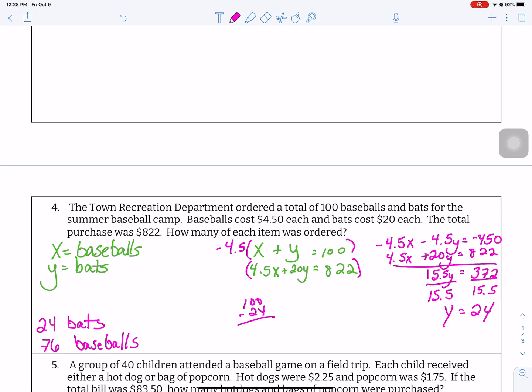And we can do a quick check. I would just type in my calculator 4.5 times 24 plus 20. Oops, those are the wrong ones. I wrote down bats first, but bats are Y. So 4.5 times 76 plus 20 times 24, and I would just type that into my calculator, which is 822.